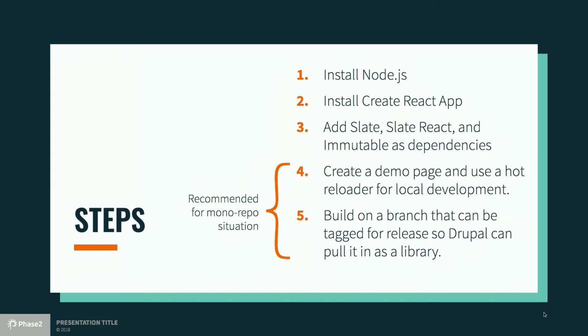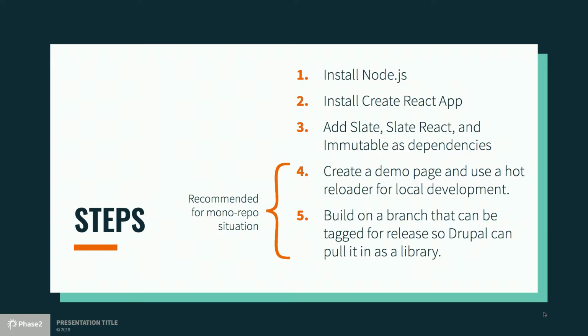We did this because we wanted to make sure that these components looked the same everywhere. So we wanted to make sure it had the same code, the same display. And part of developing Slate as its own repository, we also wanted to pull it in as a library for Drupal. So step 4 is we created a demo page so that we could do local development on Slate. Obviously, we need to be able to see it when we work on it, so we have a live reload when we're changing code.